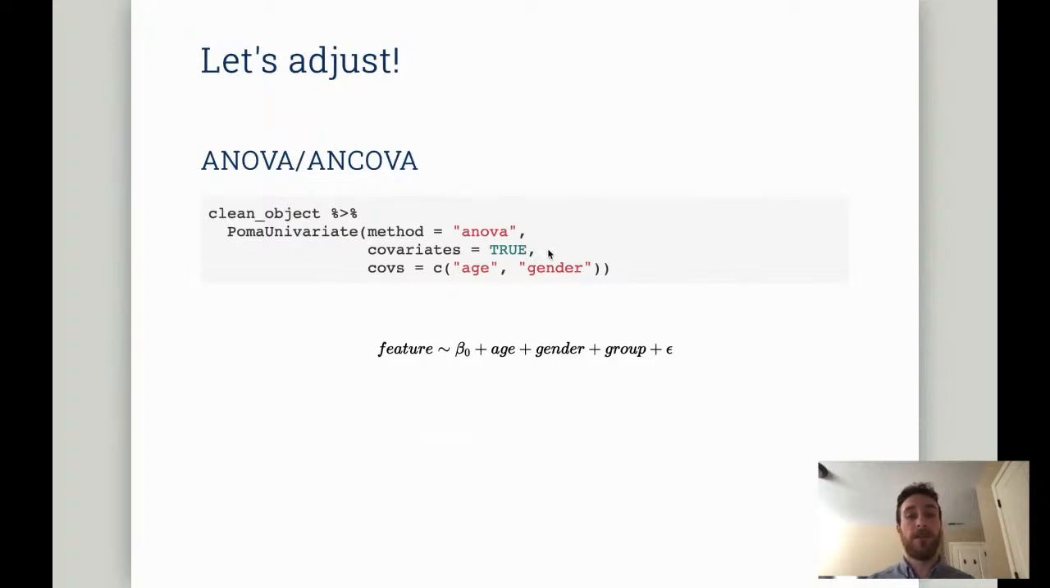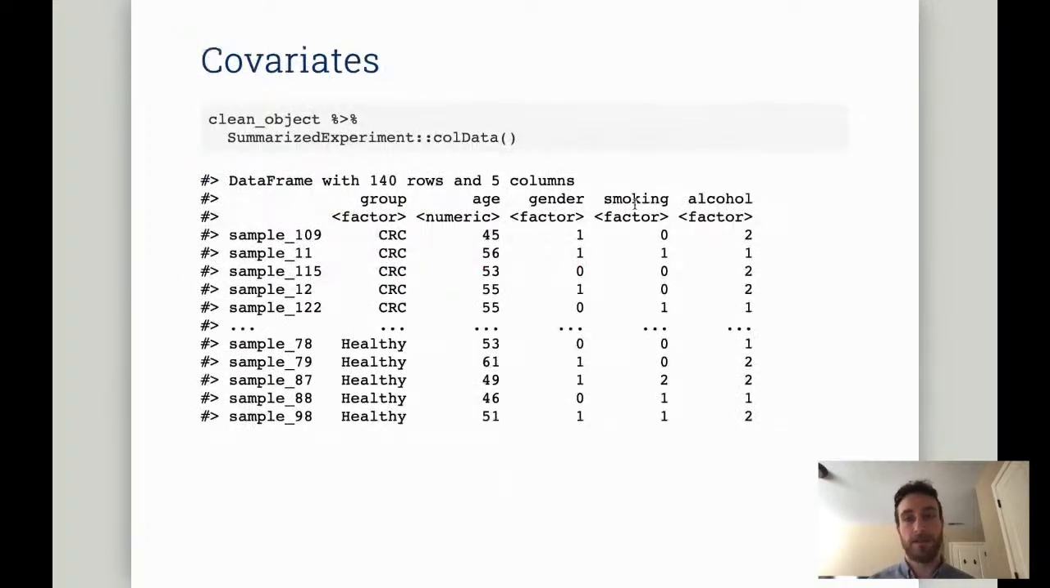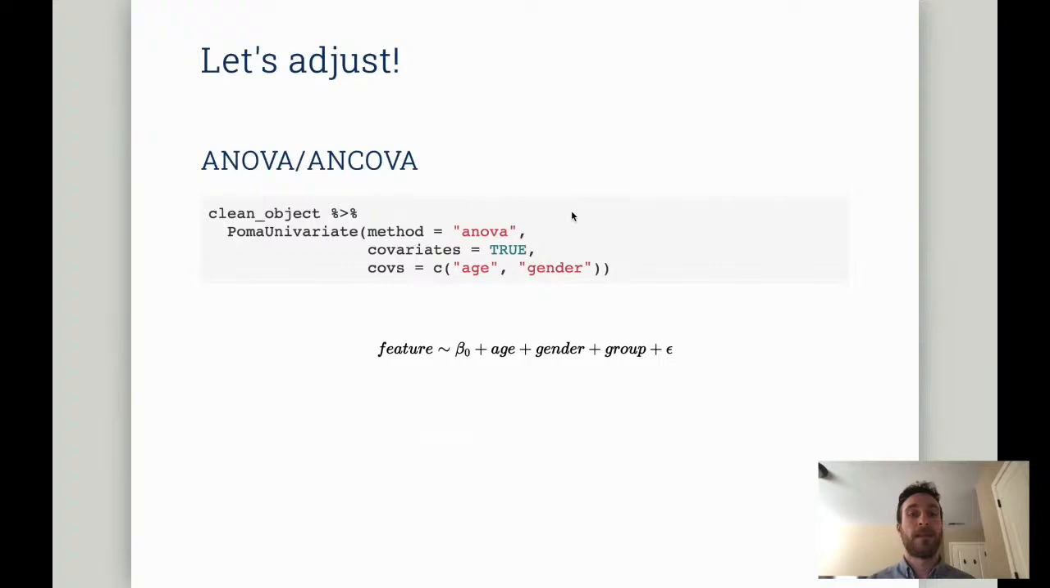Because the default, if we set this covariates parameter to true, is that we include all of our covariates: age, gender, smoking, alcohol, all of these. But if we set this parameter and select our covariates of interest, we can include only this subset of variables. So with this line of code, using only this function, we are fitting an ANCOVA model.